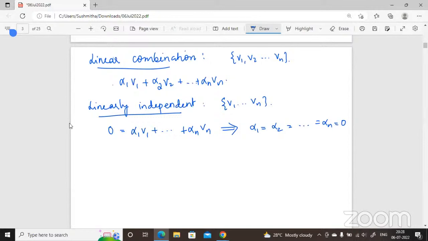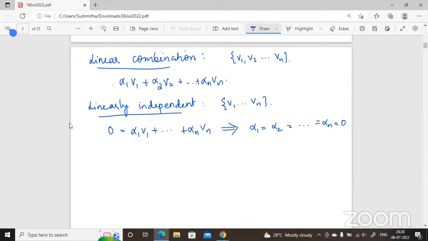So if you can write 0 as a linear combination of these vectors, and that is possible only when all the coefficients are 0, then you say that the set is linearly independent. Or in other words, in simple language, no vector in this set can be written as a linear combination of other vectors in this set. Then you say that the set is linearly independent.